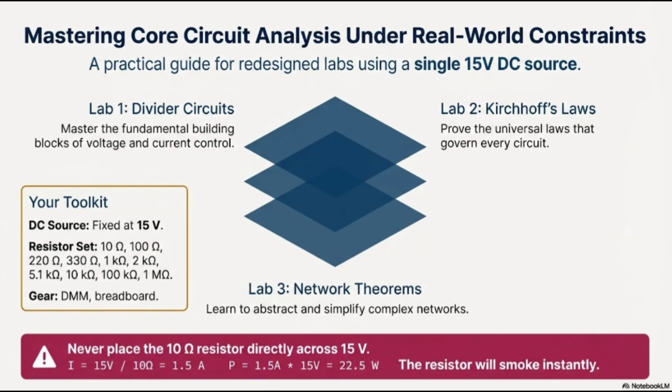As I just mentioned, at this point we are going to master core circuit analysis under real-world constraints. It means that we are going to see what would happen with different kinds of circuits using only one single 15 V DC source and different resistance sets, because these are the resistances that we have in the lab, so we are going to use them. Our gear would be the digital multimeter. As you know, I have a small multimeter, and we are going to use it, the breadboard, the wires, etc. For the DC source, we are going to use the 15 volt.